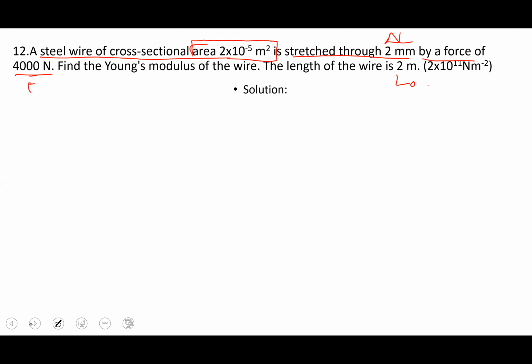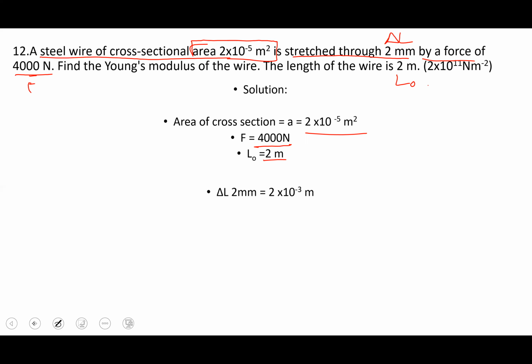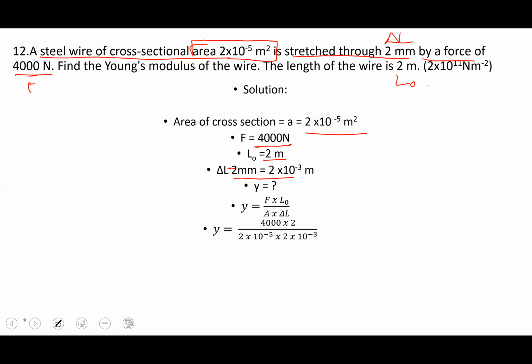Now, here's the data. First of all, the cross-sectional area is given to us, which is 2 into 10 to the power minus 5. The force is given to us, which is 4,000. The original length is 2 meters. The change in length is 2 millimeters, or 10 to the power minus 3 meters, we can say. And we have to find the Young modulus. As we know the Young modulus formula, F into L naught divided by A into delta L. It will be Y is equal to F, 4,000 multiplied by 2, divided by 2 into 10 to the power minus 5 into 2 into 10 to the power minus 3.